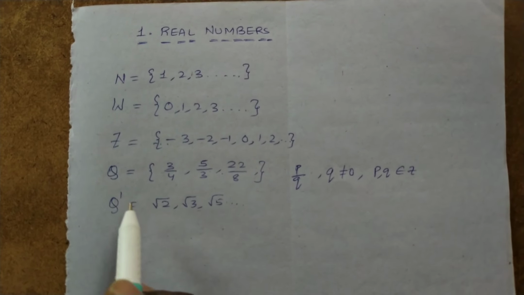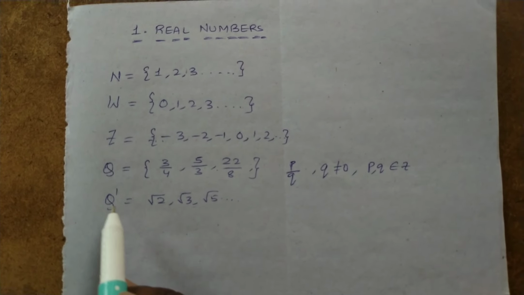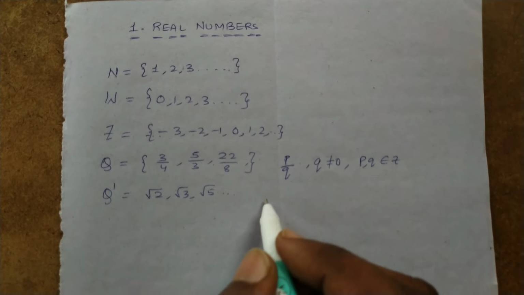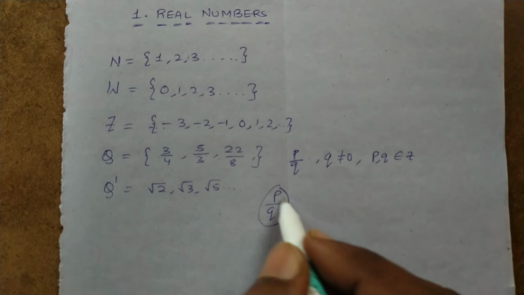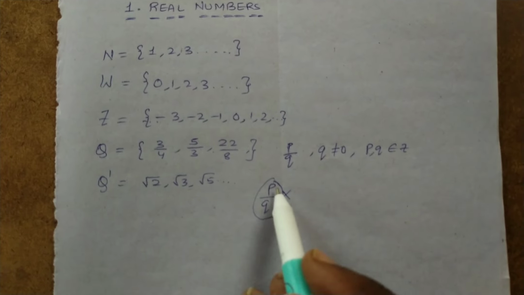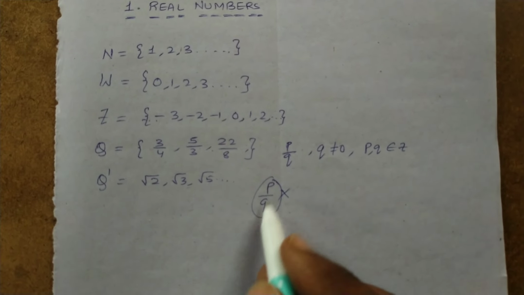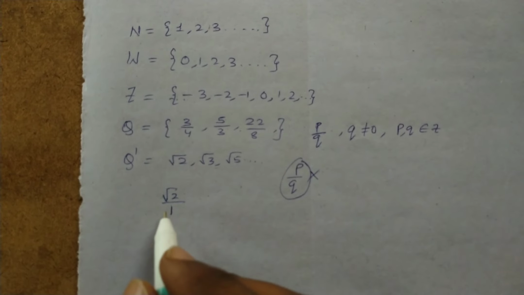We have one more type of number called irrational numbers. We denote irrational numbers by Q dash, and they are all the numbers which cannot be written in the form of p by q. We cannot write root 2 in this form. Some people may doubt, sir, we can write root 2 by 1, which is in the p by q form.